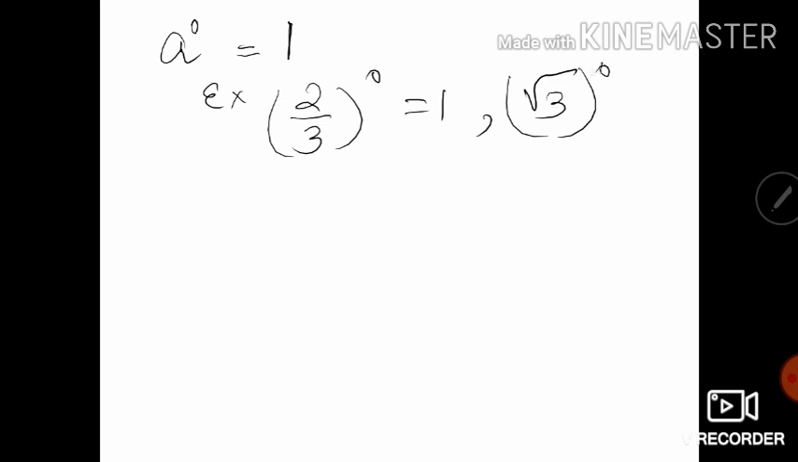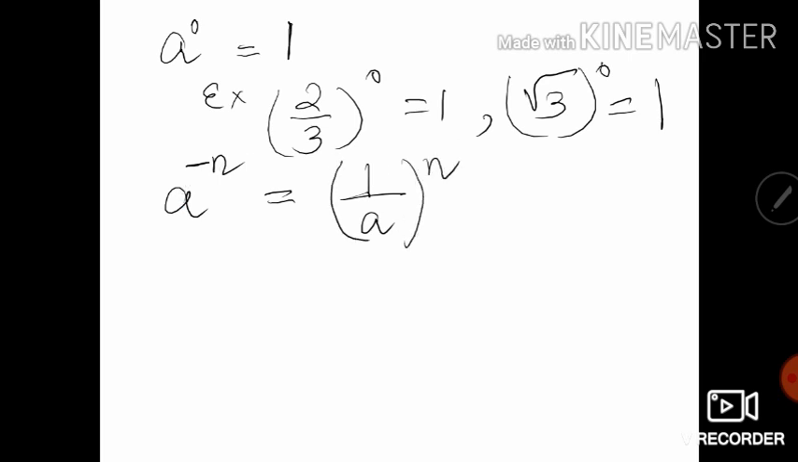A to the power 0 is always 1. Example, any number to the power 0 will always be 1, whether it is rational or irrational. Also, if you have a number raised to a negative power, then the power can be made positive by writing the reciprocal of the base. So a to the power minus n can be written as 1 over a to the power n, which is equal to 1 upon a to the power n.